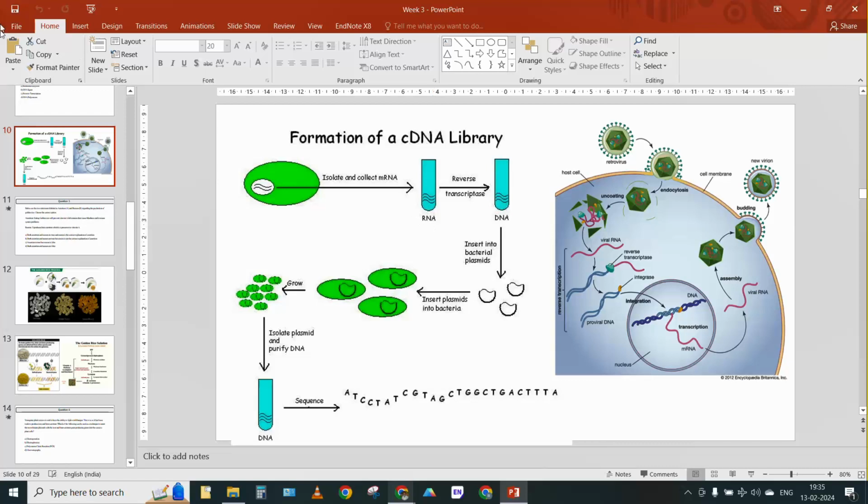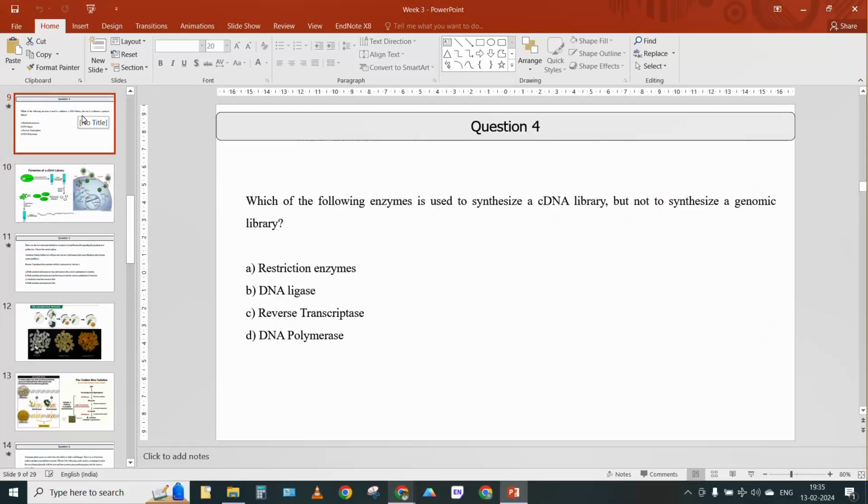So coming to the question, when constructing a complementary DNA library, the key enzyme used is reverse transcriptase, which is a critical enzyme that plays a central role in the conversion of RNA into complementary DNA. This process is known as reverse transcription. In a complementary DNA library, the goal is to capture the expressed genes within particular cells or a tissue at a specific point in time. Since mRNA, that is messenger RNA, serves as a direct transcript of the actively expressed genes, reverse transcriptase is utilized to synthesize the corresponding complementary DNA from the messenger RNA templates.